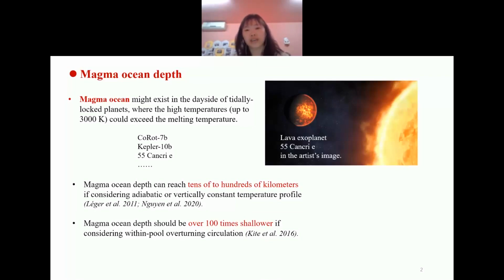In Kite et al. 2016, they mentioned that magma ocean depth should be over 100 times shallower if considering ocean overturning within the magma ocean. They obtained this point using scaling theory, but there are no numerical results. So in our study, we want to consider how deep the magma ocean is numerically using models.